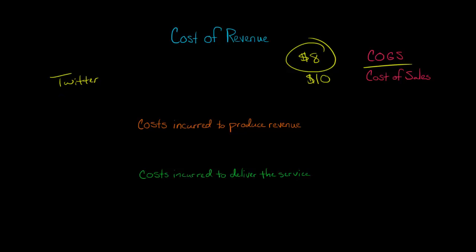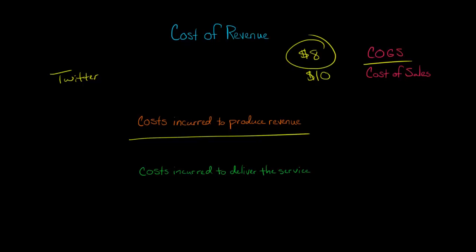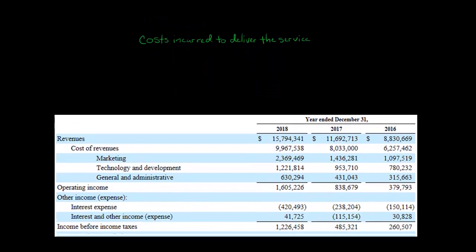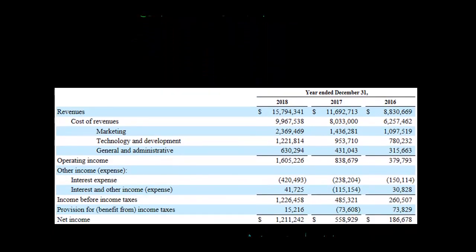So what does this come back to? What is it that we're talking about when we're saying cost to produce revenue? Well, I've looked at a lot of financial statements, and to be quite honest, it depends on the company. So let's start with Netflix. So here is Netflix. We've got a set of income statements, for fiscal year 2018, 2017, and 2016, and you'll see cost of revenue right here.